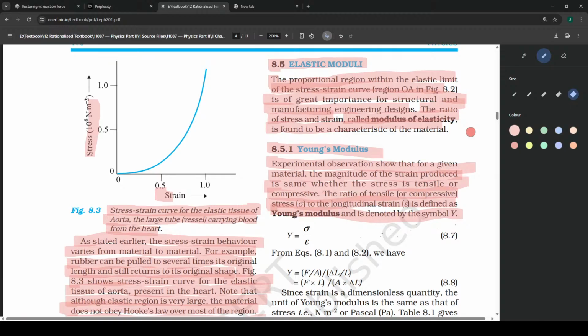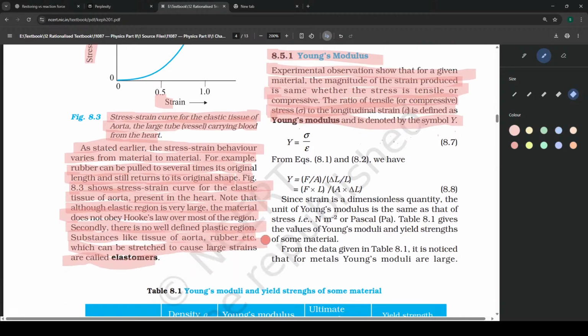So, for any kind of longitudinal stress that may be tensile or compressive, the ratio of tensile or compressive stress to that of longitudinal strain is defined as Young's modulus, denoted by the symbol Y. Y is equal to sigma by epsilon, where sigma by epsilon is basically longitudinal stress by longitudinal strain.